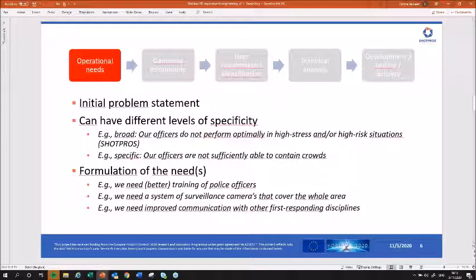But other questions can also have needs that are not related to training. For example, with crowd control, we can say we need a better camera system that covers all the risky areas in our city, so that the squares are fully captured on video. Or we need better communication procedures between first responders. So it doesn't always have to be a training solution. It can also be another type of tool or solution that is the initial need.